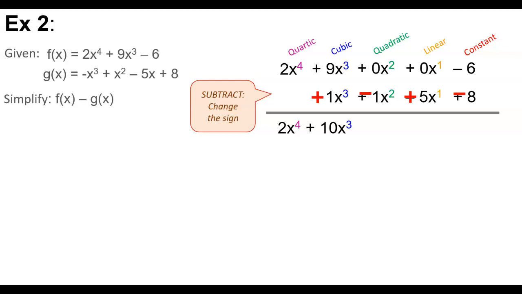All right. Now, what about quadratic? 0 minus 1. What do I get? Quickly. 0 minus 1. What do we get? Negative 1x squared. 0 plus 5 gives me 5x. And then negative 6 minus 8. Negative 6 minus 8 is negative 14, right? Cool?